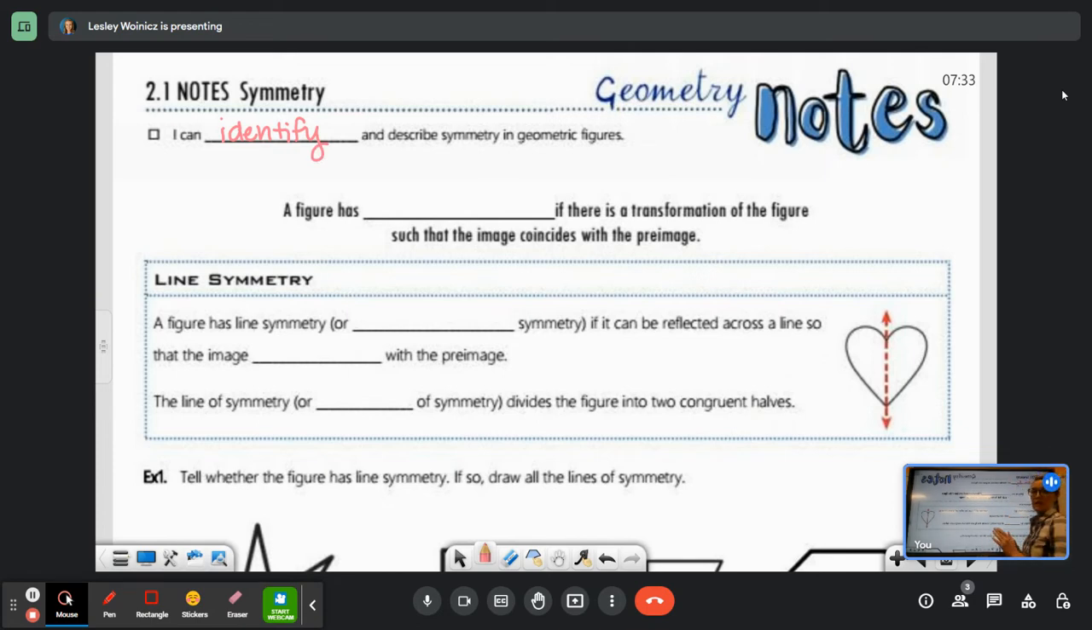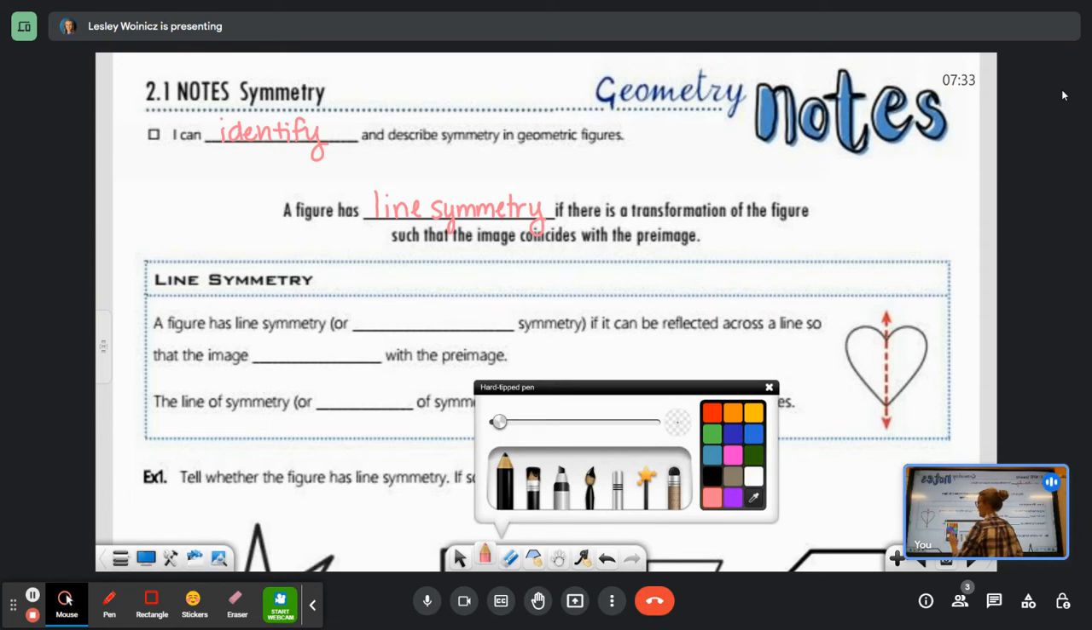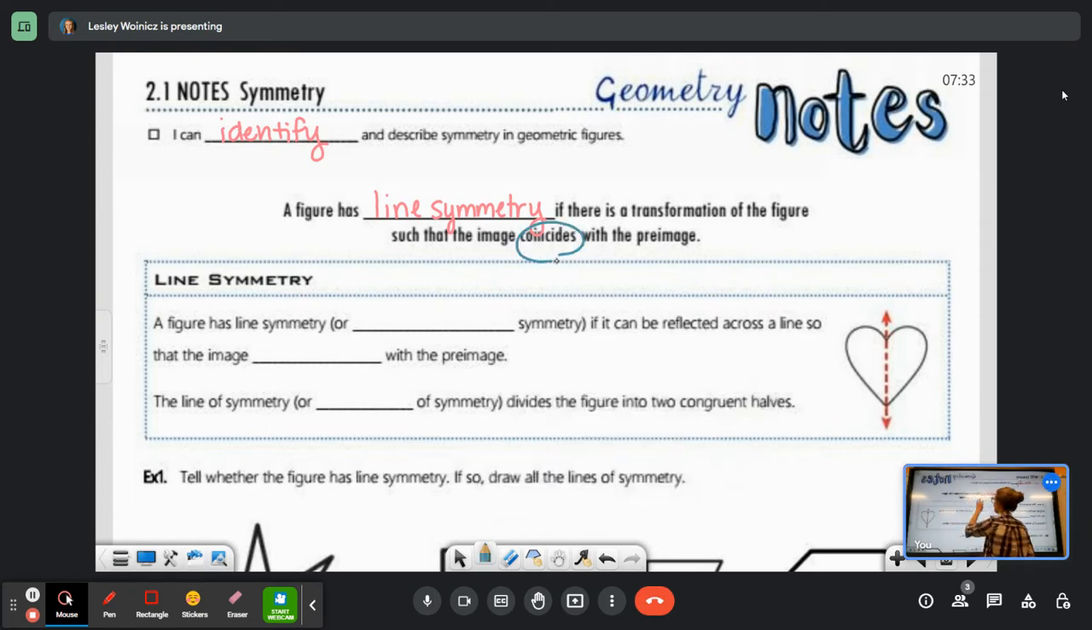So a figure is going to have line symmetry if there is a transformation of the figure such that the image coincides with the pre-image. And by coincides, we mean like maps onto or matches up with. So it looks like the same figure again.